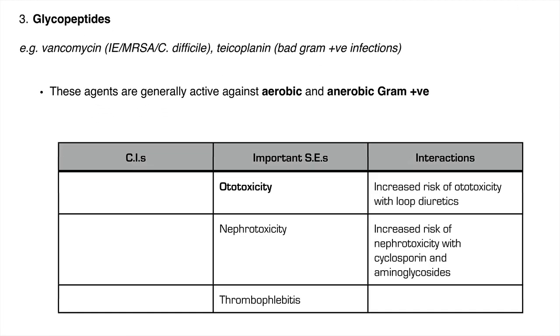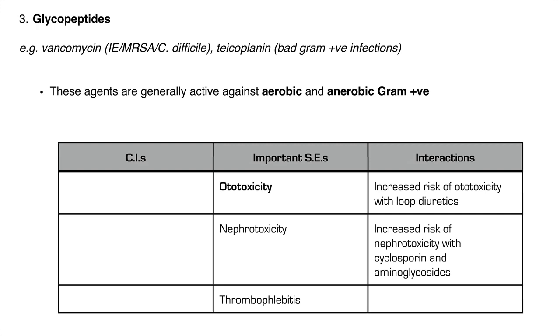Okay, so let's move on now to the glycopeptides. This includes drugs such as vancomycin, which is commonly used for MRSA and C. diff, and teicoplanin, which is one of our more hardcore antibiotics. Now, generally, the glycopeptides are active against aerobic and anaerobic gram-positives. In terms of important side effects, the most important ones here, I'd say, would be ototoxicity and nephrotoxicity.